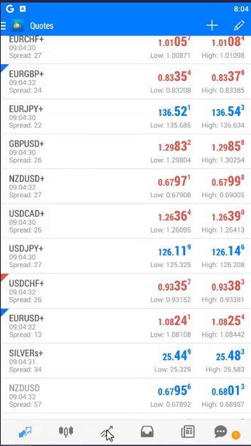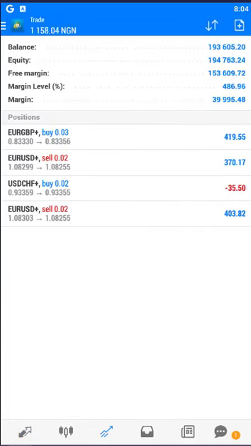But before that, let's look at the terminal here. These are the trades we have running. We have one trade on EURGBP, one trade on Euro USD, and another one on Euro USD. Both of them are selling. These two trades are in profit, and this one is okay. Now let's set take profit and stop loss on the trades.